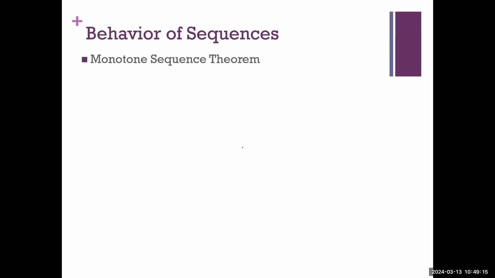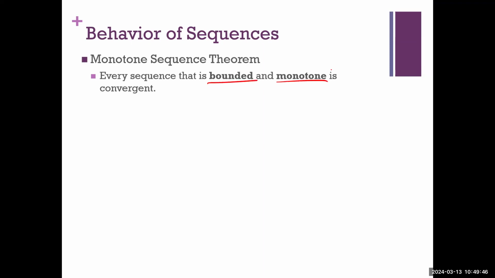So this is a theorem that the book calls the monotone sequence theorem. I like to call it the monotone convergence theorem because it's a little more on the nose about what it actually does for you. Basically, I'm now confirming that your suspicion was correct. If you have a sequence that is both bounded and monotone, it is convergent. That is always the case.